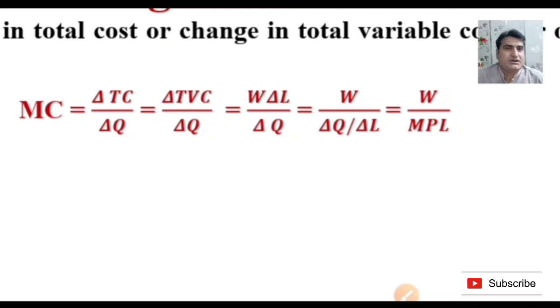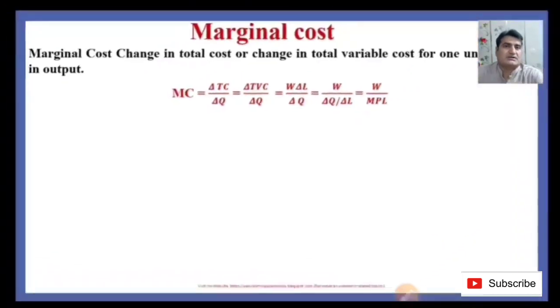So the change in total cost can be equal to the change in total variable cost divided by change in quantity, whereas the change in total variable cost we may write as the wage rate multiplied by the change in labor. Marginal productivity of labor is equal to the change in Q over change in L, so that marginal cost is the wage rate over marginal productivity of labor.